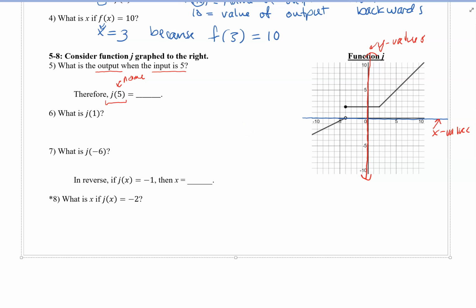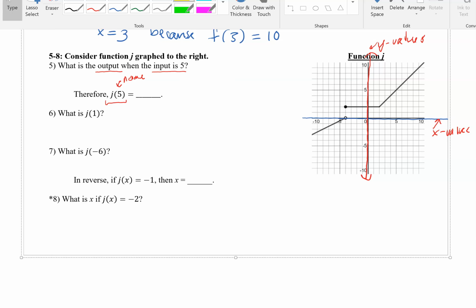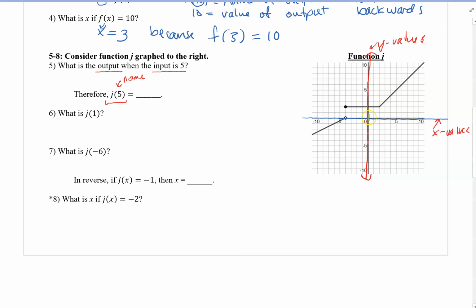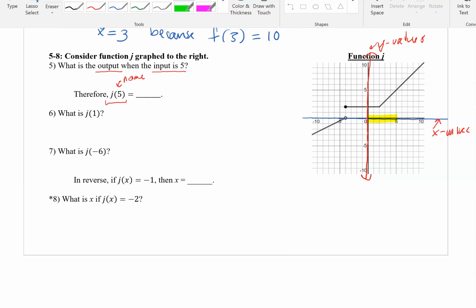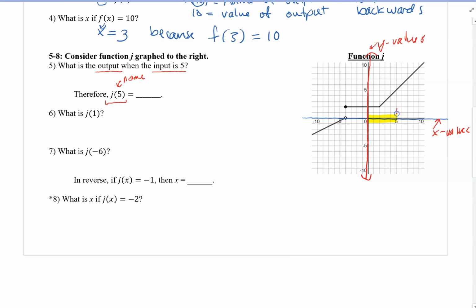Okay, so what I do for that is I go over to this input axis and I'm going to go over to 5 because that's my input. And then I have to follow that up to the curve. Or in this case, the line, the graph. And you have to see, well, what point is on the graph when the input is 5, and then you trace that over to the output axis, which is the vertical one.